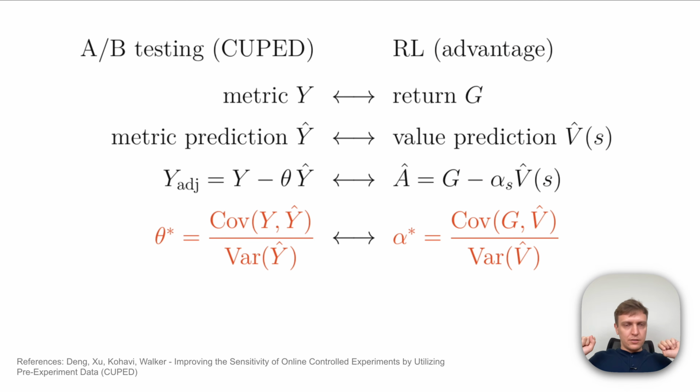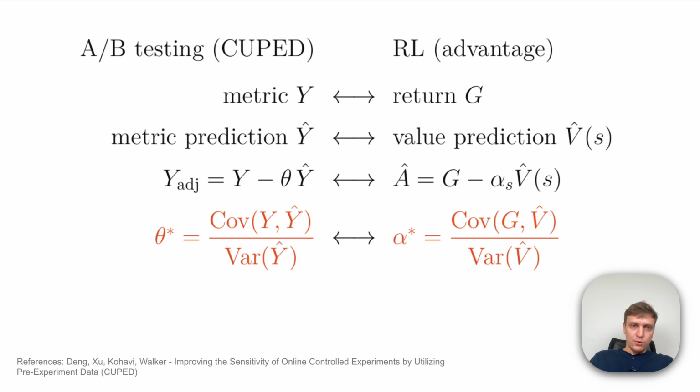Let's just compare it quickly. On the A/B testing side, you have this metric that you want to maximize. On the reinforcement learning side, you have this return that you want to maximize. And then you compute a metric prediction on the left side, and you compute a value prediction on the right side. In both cases, what you predict is the expected value of your original metric that you want to maximize. And then you want to compute this adjusted version of the metric that minimizes the variance, but still leads you to the same decision in the end.